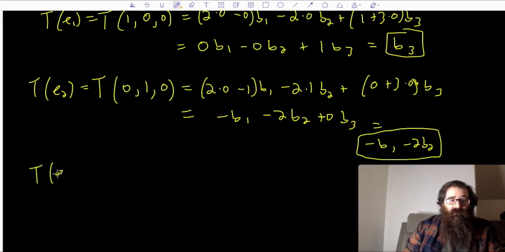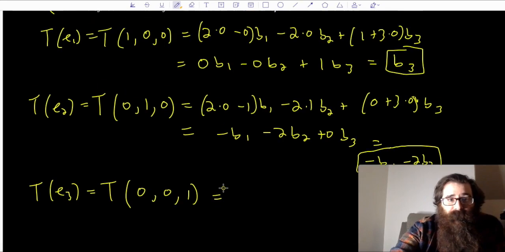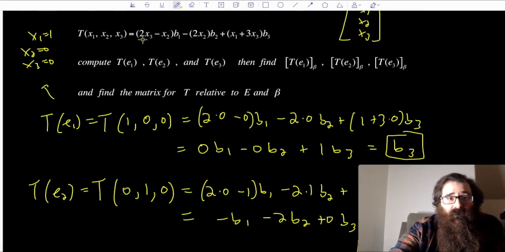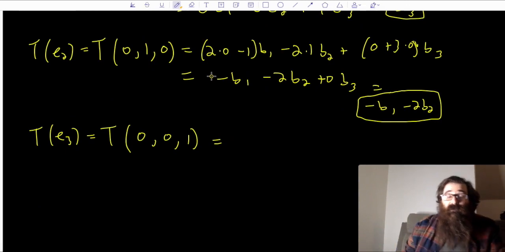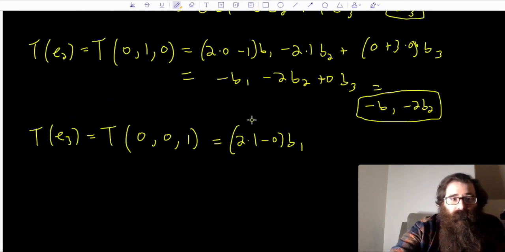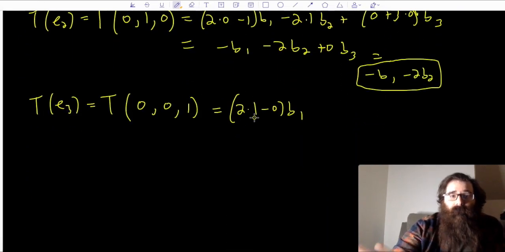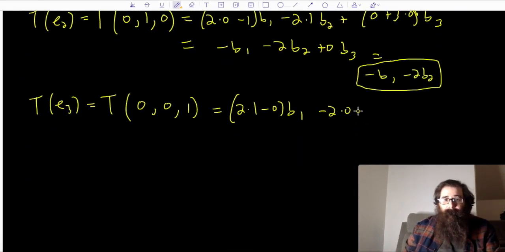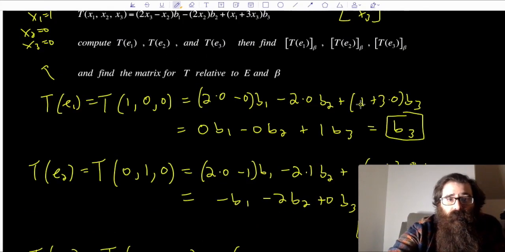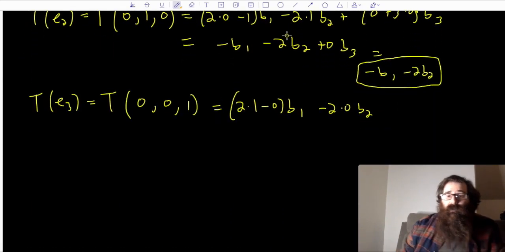And the third one, T of e sub 3, is going to be T applied on (0, 0, 1), where x sub 1 is 0, x sub 2 is 0, x sub 3 is 1. If I plug into the relationship that I was given, that should be (2 times 1 minus 0) times b sub 1, because x sub 3 is 1. Minus 2 times 0, b sub 2. And then plus (0 plus 3 times 1), b sub 3.